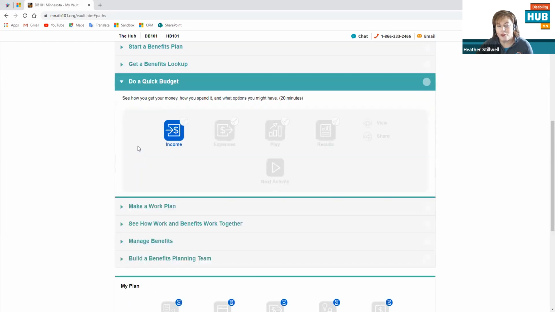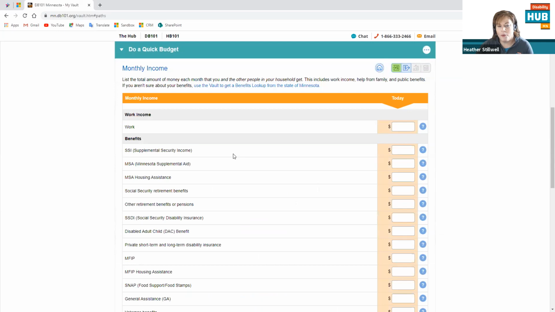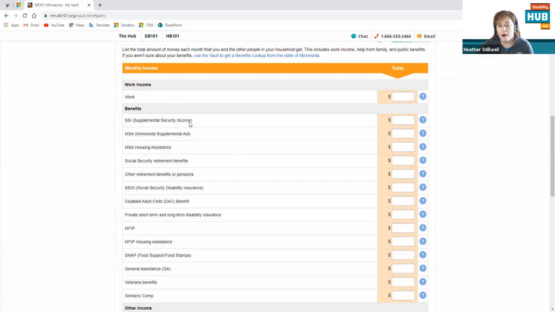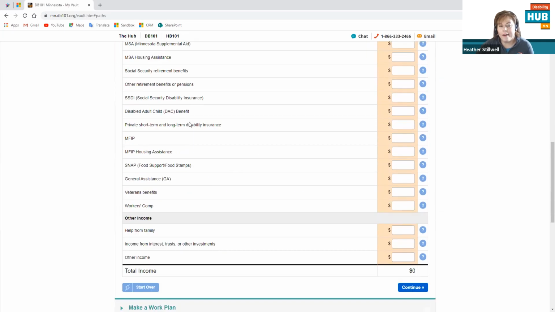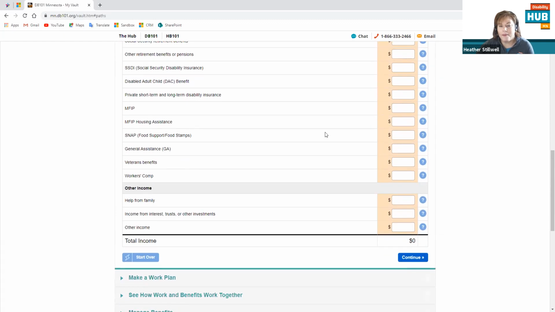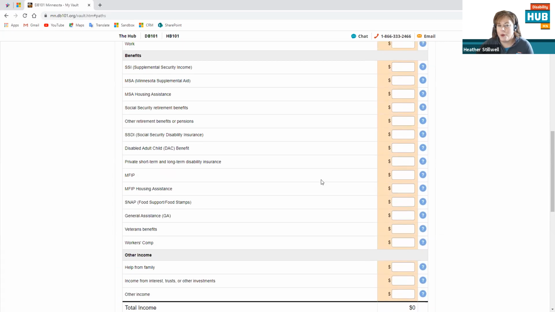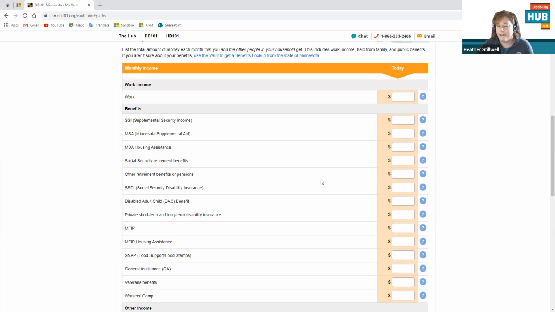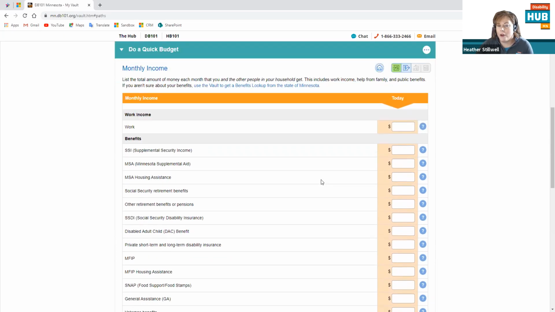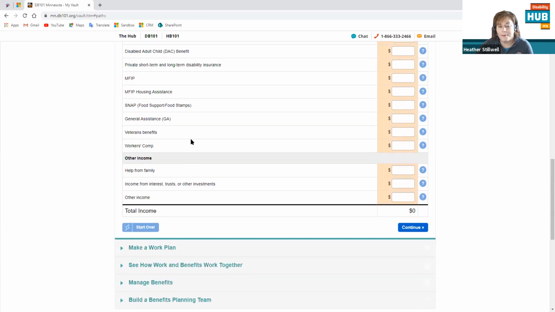They have a budget tool on here, so you can go in and it'll ask you some questions about if you work, what your benefits are, what types of benefits you get each month, if you get help from other people, and then it'll go through and ask questions about your expenses, and it'll just show you if you currently have enough money to meet your expenses, and then you know, you can look for ways where having extra money might be helpful for that.